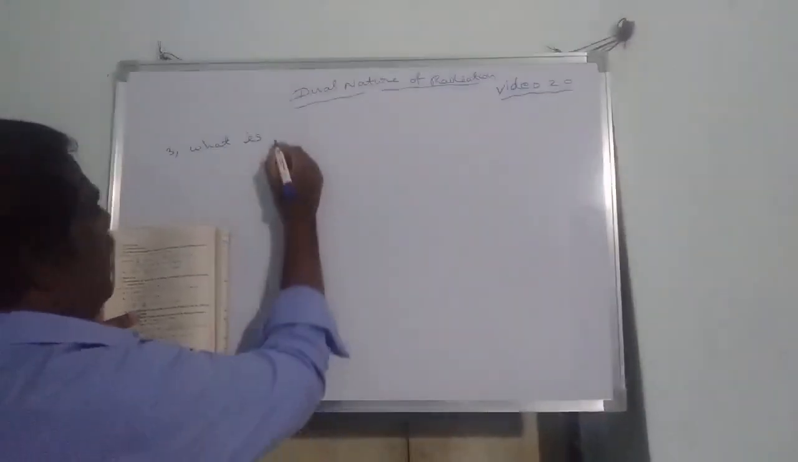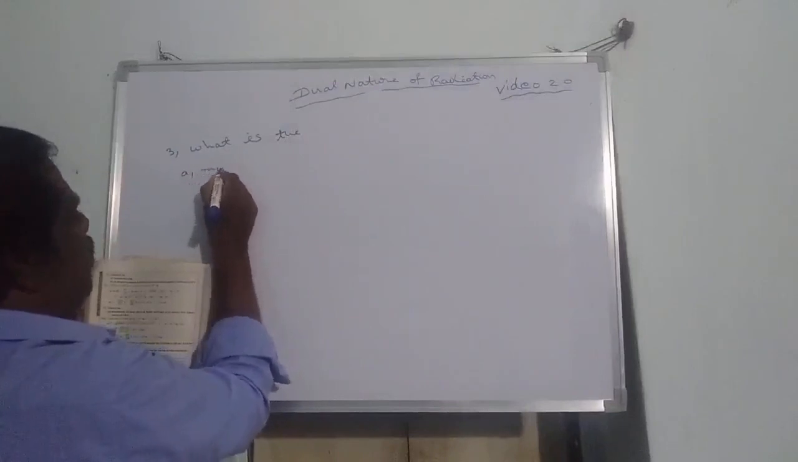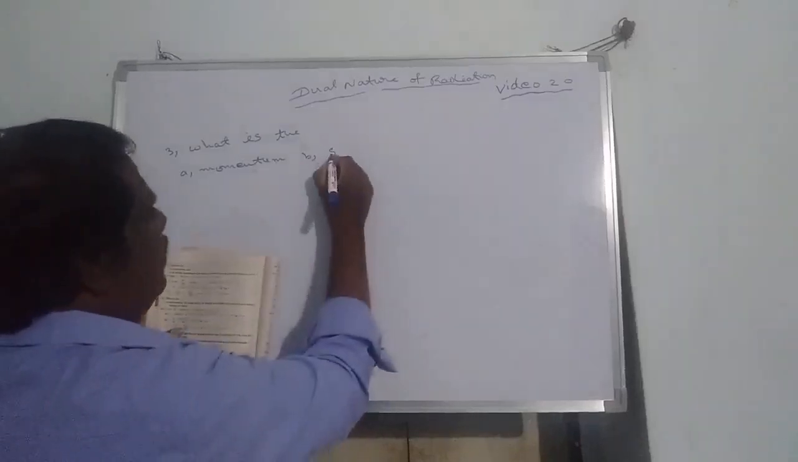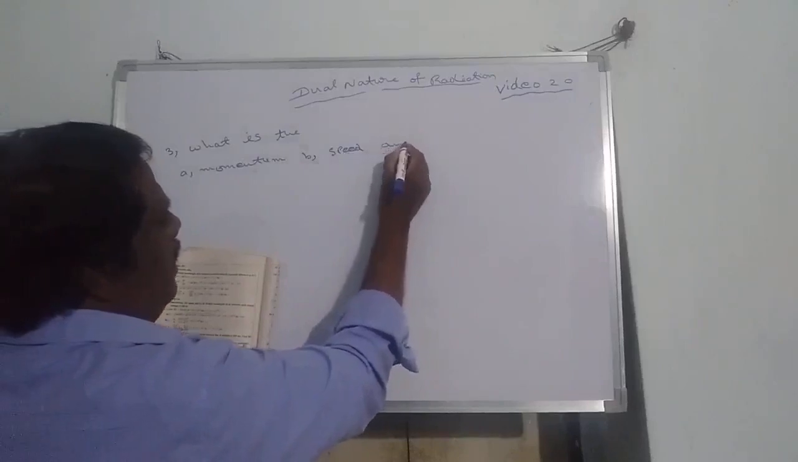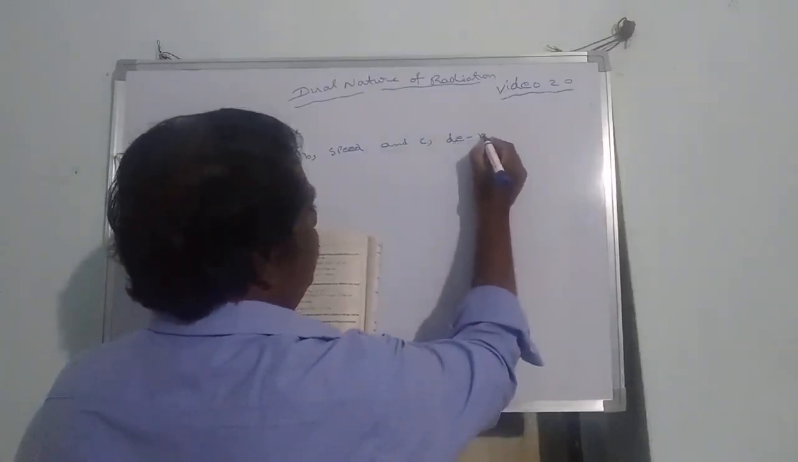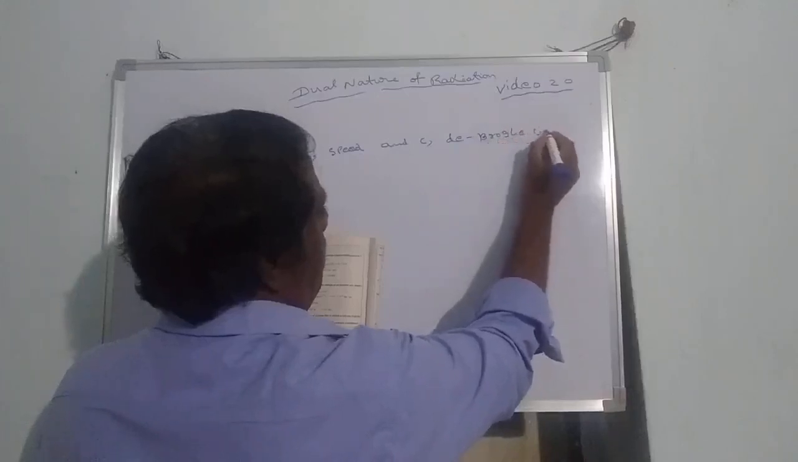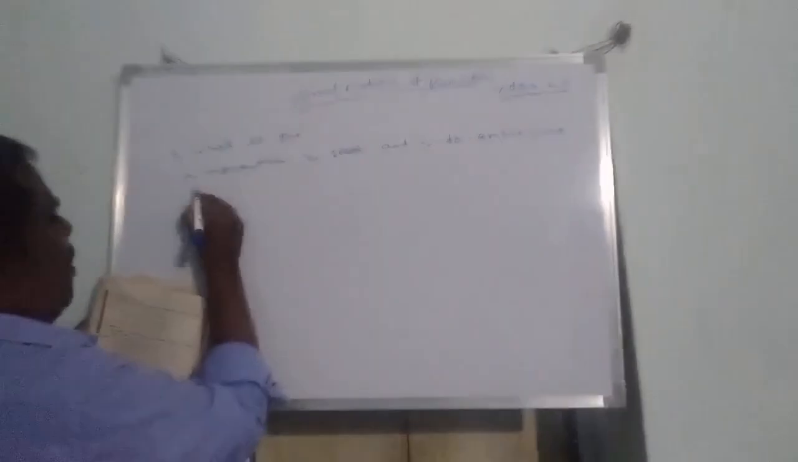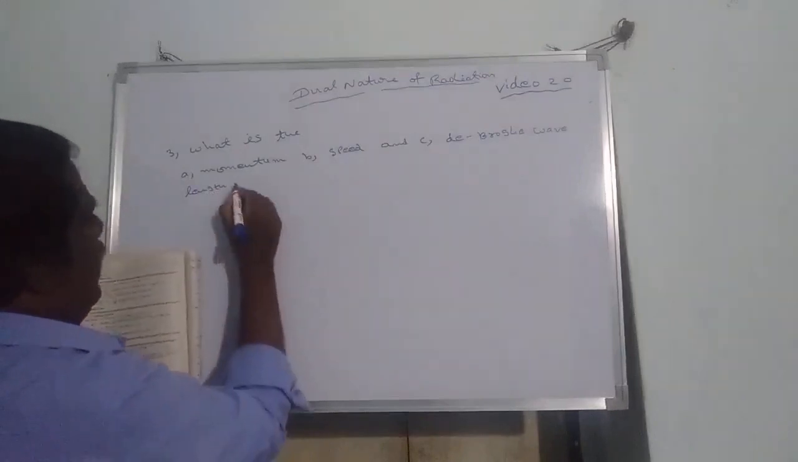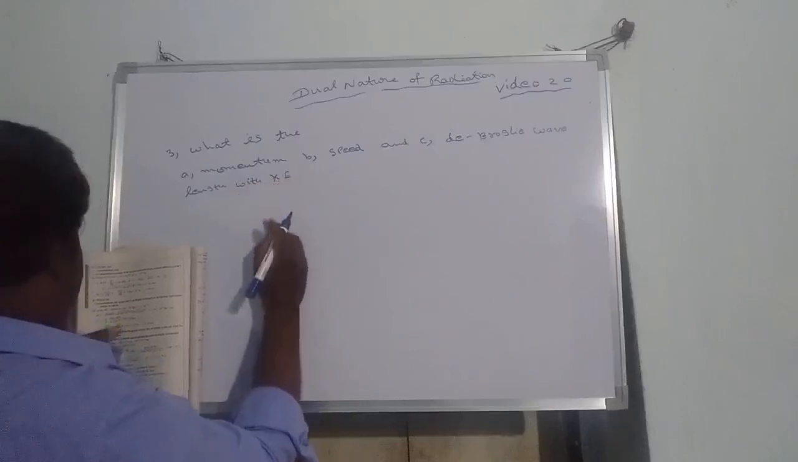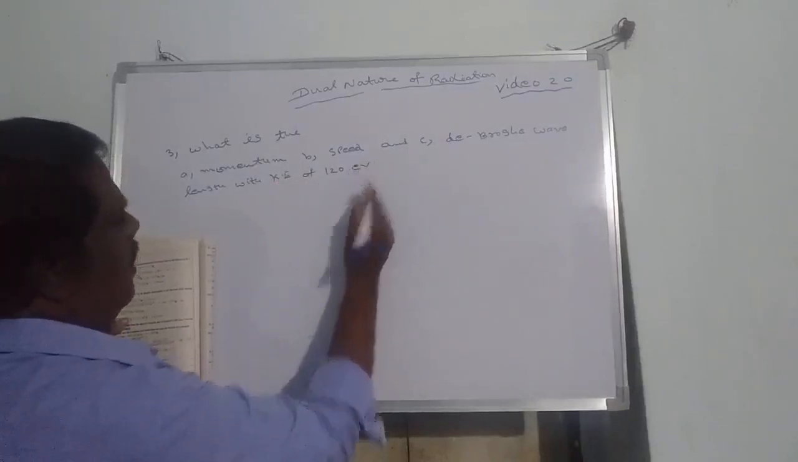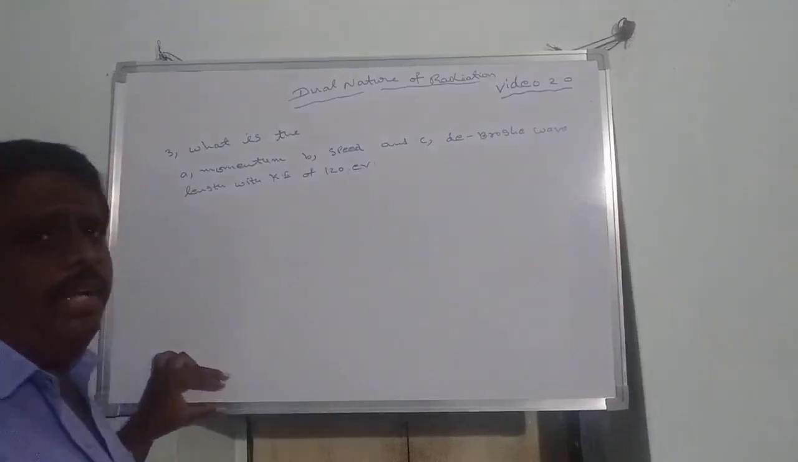What is the A case, momentum? B case, speed, and C case, de Broglie wavelength, with the kinetic energy of 120 electron volt. So what are the factors we have to calculate for a particle?